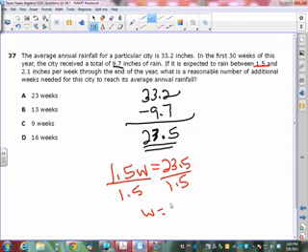And on your calculator, if you do 23.5 divided by 1.5, you get 15.6 repeating. So at the most, it's going to take 15.6 weeks for them to get that rain. That knocks out choices A and D.